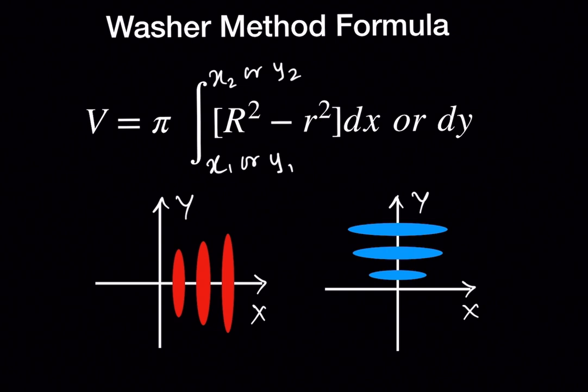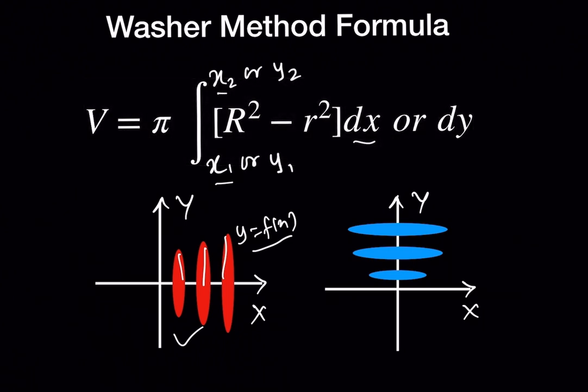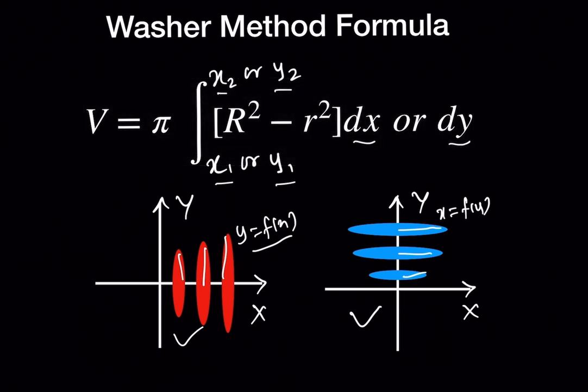Now, when do we integrate with respect to x and with respect to y? If the curves are rotated about the x-axis and the slices are perpendicular to the x-axis like this, then the radii will be y equal to f of x. In that case, integrate with respect to x and find limits of x. If curves are rotated about the y-axis and slices are perpendicular to the y-axis like this, the radii in this case are x equal to f of y. Integrate with respect to y and find limits of y in this case.